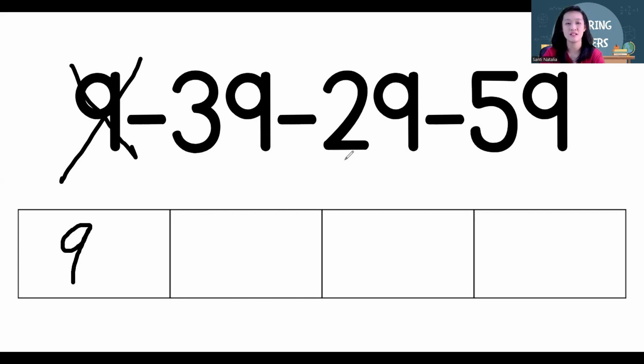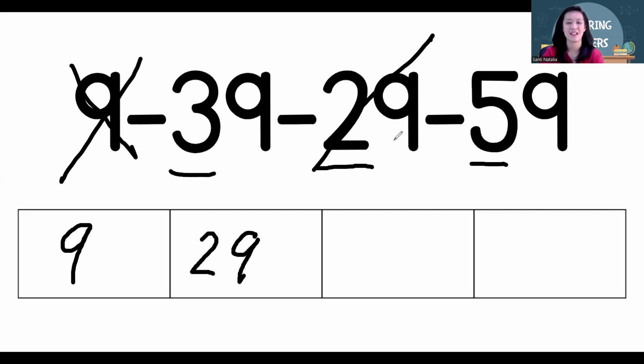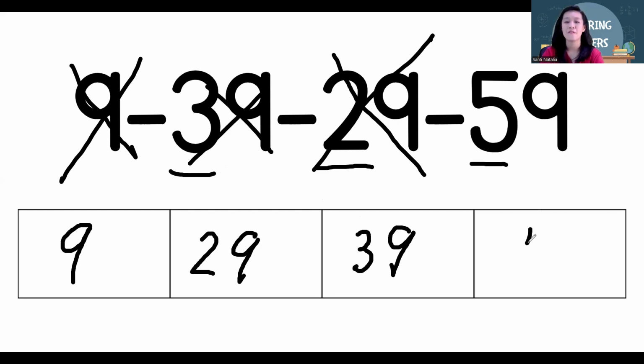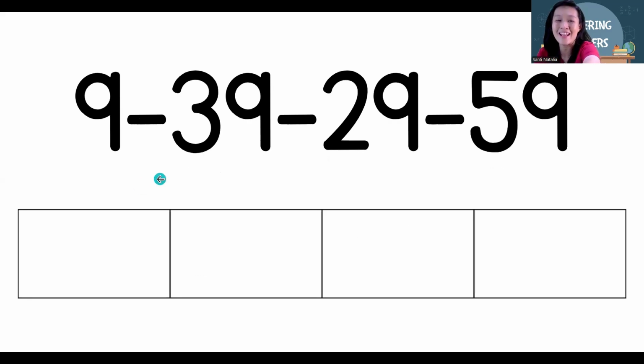which one is the smallest? 39, 29, or 59? Now check the tens place. 3, 2, 5. 2 is the smallest, so 29. Okay, now which one is the smaller number? 39 or 59? 39. And the biggest number is number 59. Yes, that's good. Thank you, children, for trying. Next.